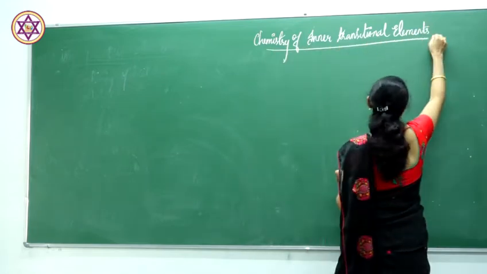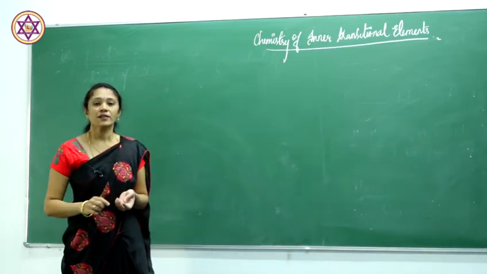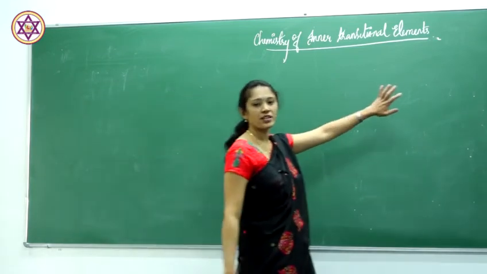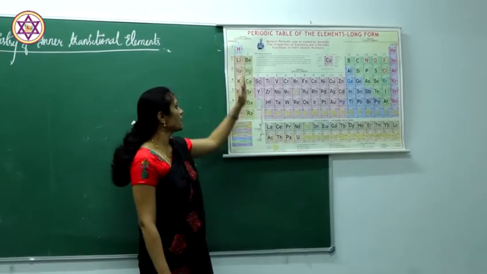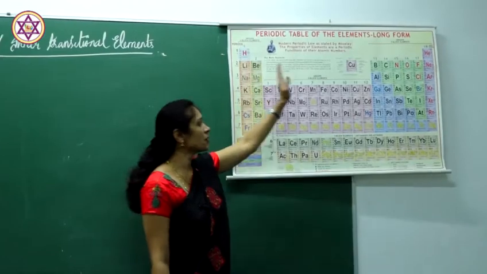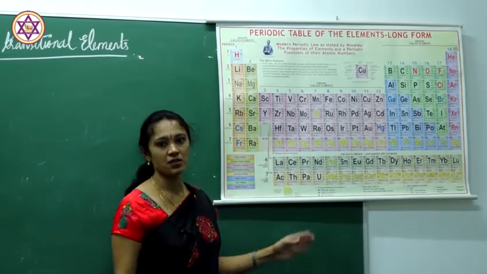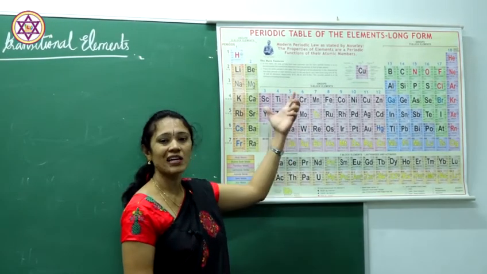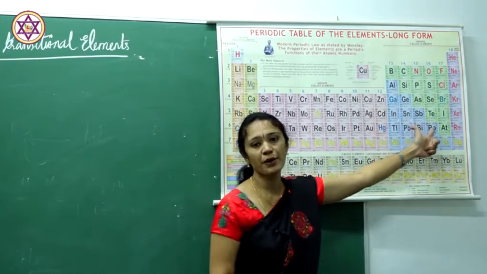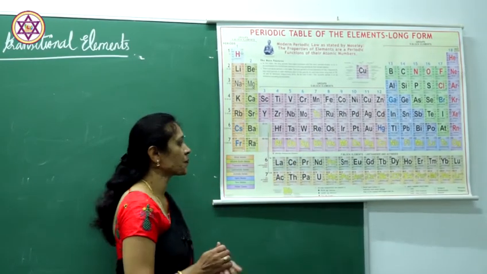This is the second unit, inner transitional elements. You all know that in the periodic table, you can see S block, P block, D block and F block elements. D block elements lie in between S and P block elements, therefore they are called transitional elements.